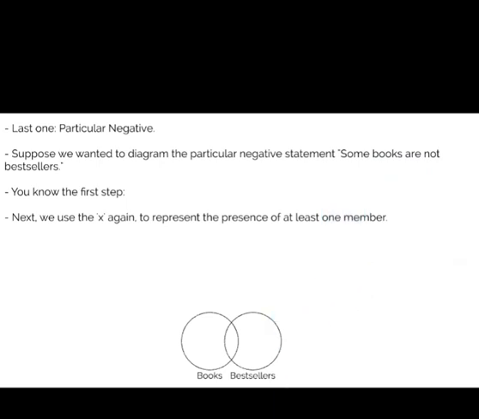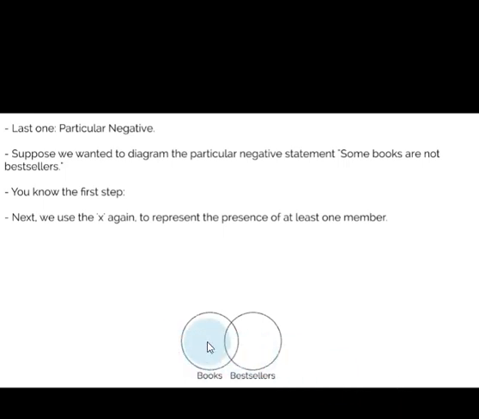So any particular is always going to be an X, because particular always means some rather than all of them. And some means at least one member of the group. So at least one member of the group books is not a bestseller. So where am I going to put the X to represent that it's not a bestseller? Just to see if you're paying attention.